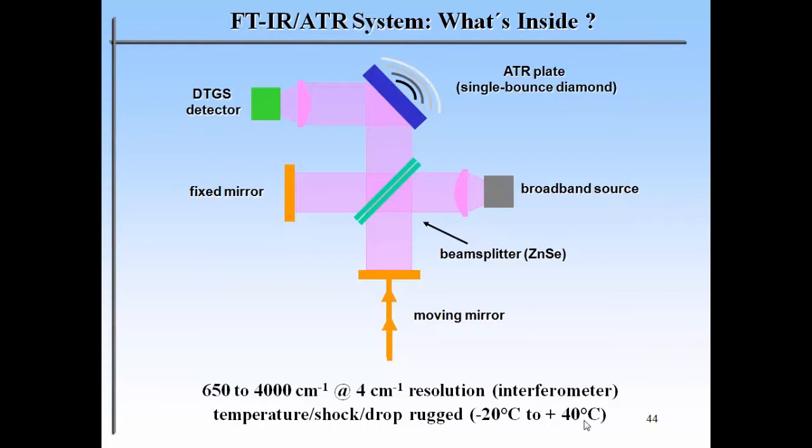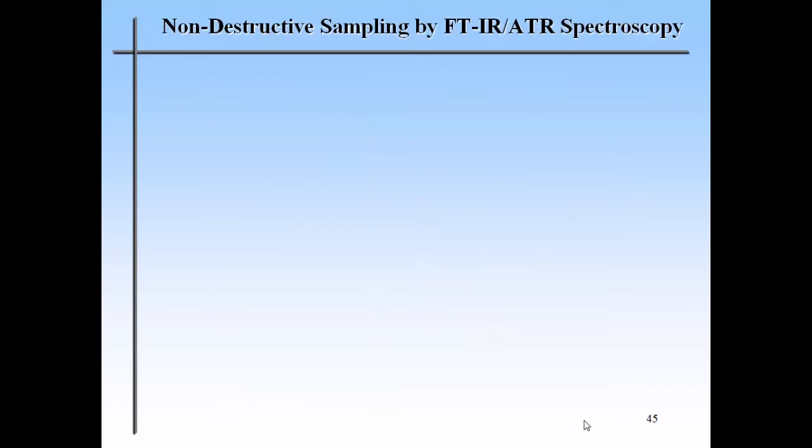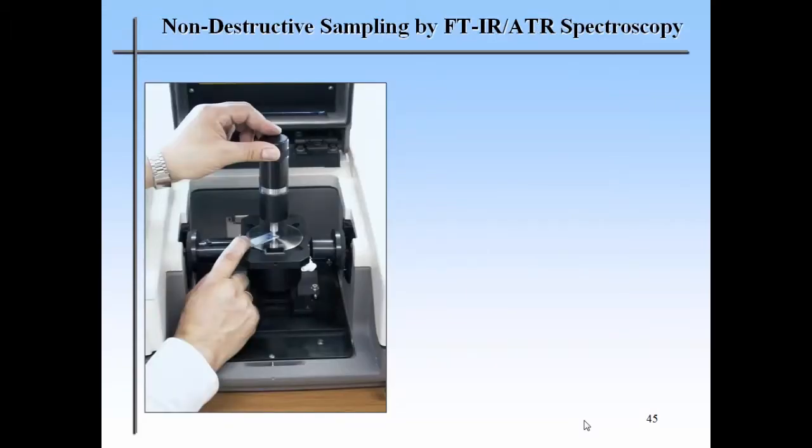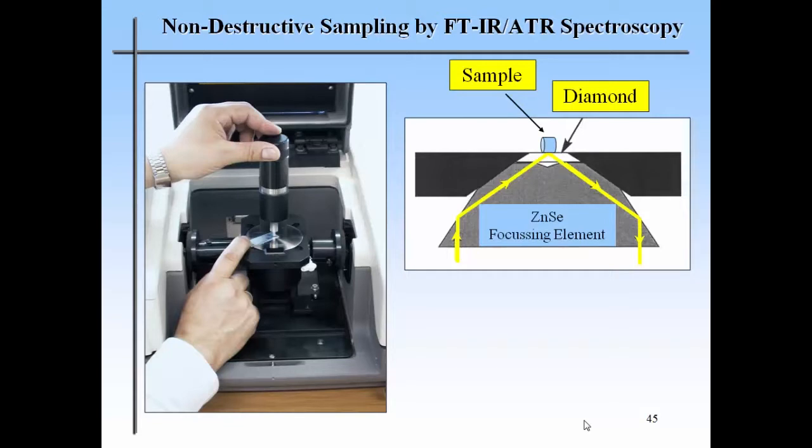It's temperature, shock, and drop proof, etc. It also has libraries. It also has chemometric packages. And this is the ATR technique now in a benchtop instrument. So how does it work?